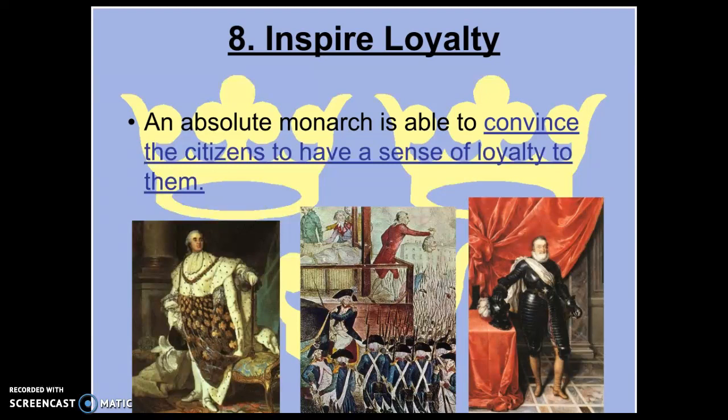All right, the eighth characteristic of an absolute monarch is to inspire loyalty. An absolute monarch is able to convince the citizens to have a sense of loyalty to them, trying to make them feel loyal, okay? That could be in the way they dress. It could be in the way they speak to other people. It could be in the way that they set laws, right? They want to do things that are going to make the citizens a little bit happy so that way they're able to trust in them.